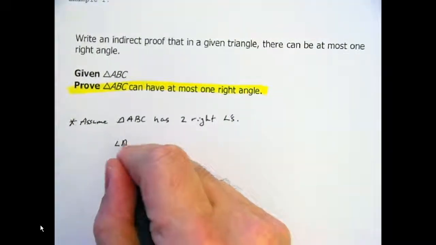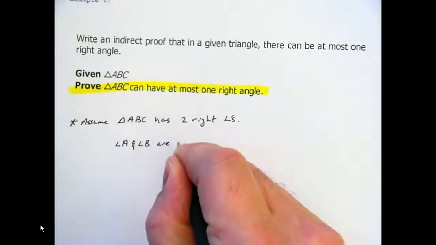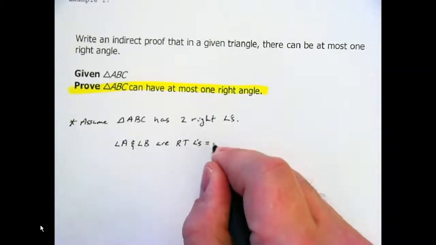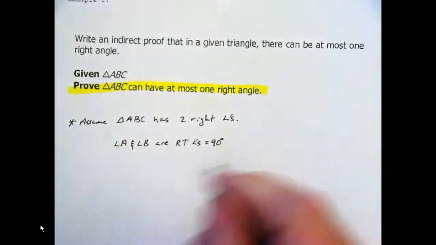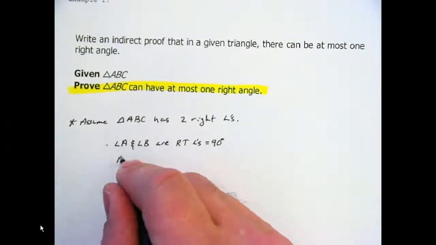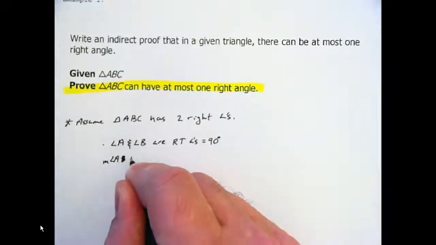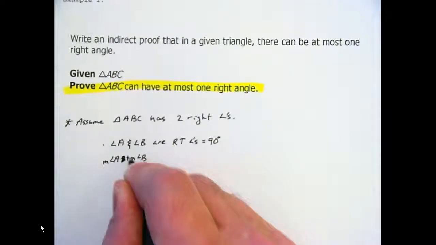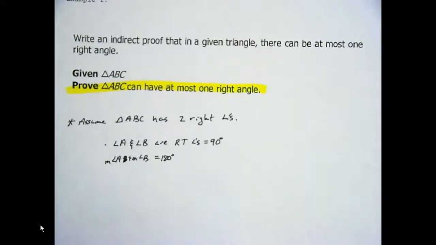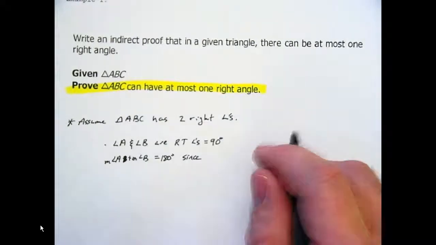Okay, can I pause you there? So let's say A and B are my right angles. So you're saying they equal 90 degrees each. And now what would you do from there? Okay. Everyone agree with that?